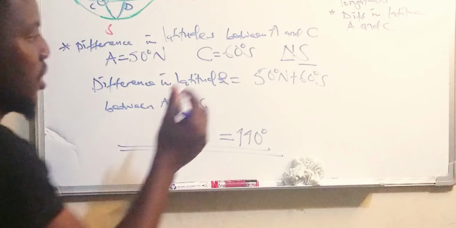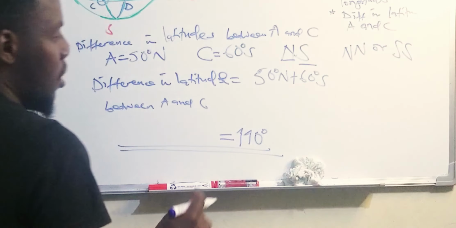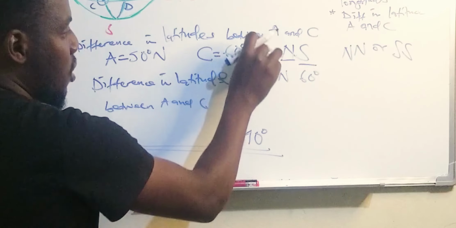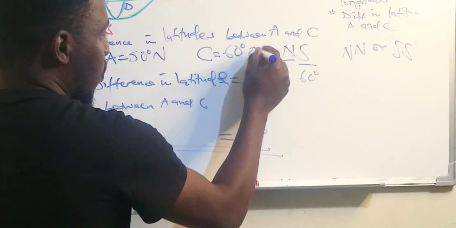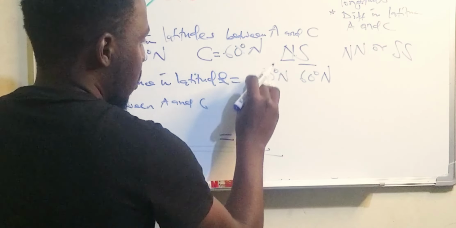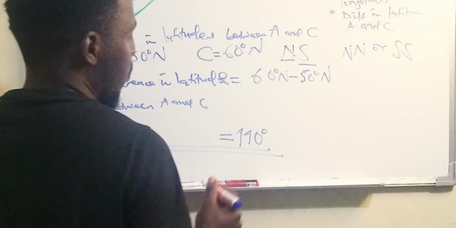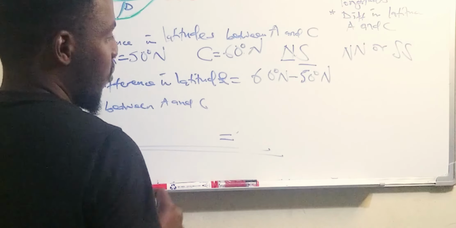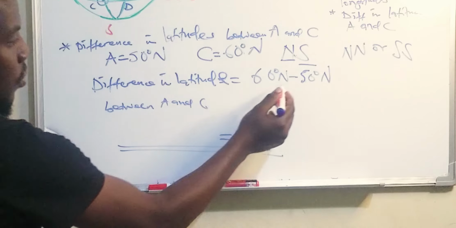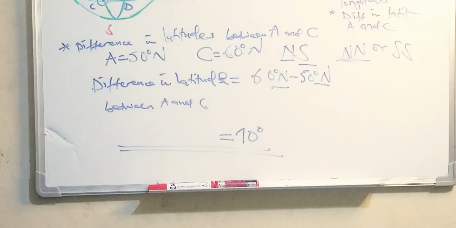So if the combination here was either north-north or south-south, let's take for example C was 60 degrees north. We would have said 60 degrees north minus 50 degrees north. And our answer here would have been 10 degrees. Why? Because these two points would have been on the same side of the equator, which is the north.